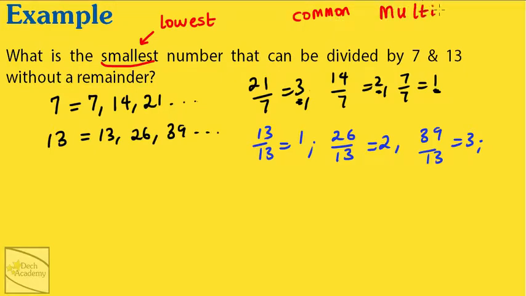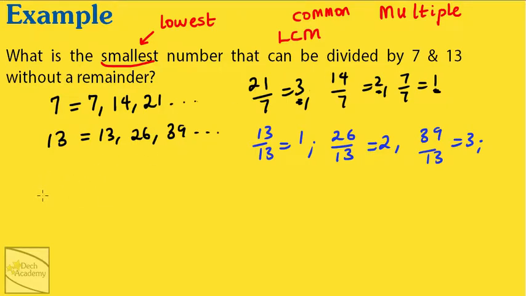So if you just look at the words in red, you can see lowest common multiple, which is the same thing as LCM. So anytime you see a question of this form where it says what is the smallest number that can be divided by two or more numbers without a remainder, what you're looking for is the LCM. So in this case, all we're looking for is the LCM of 7 and 13.